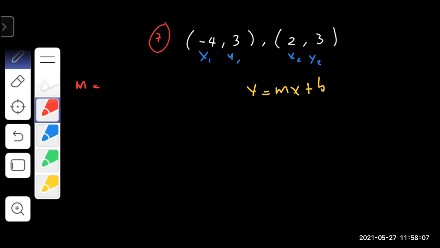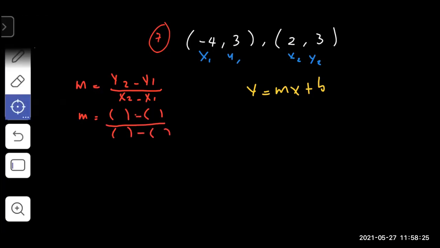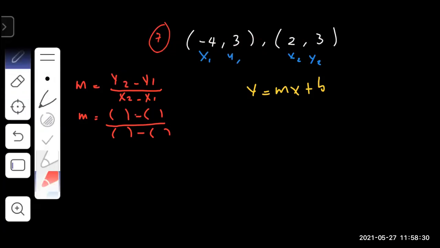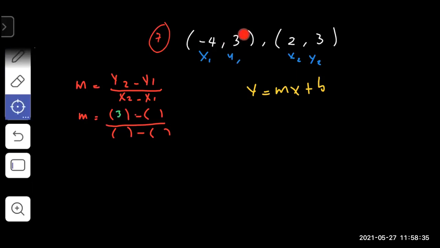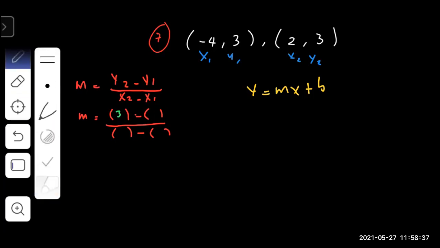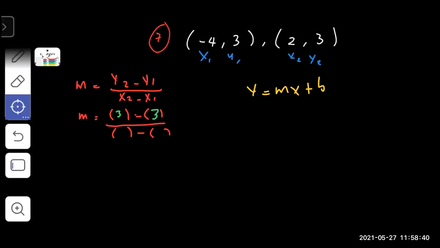We're going to use the slope formula: y2 minus y1 over x2 minus x1. Correct. Now let's put parentheses for each of these variables: parentheses, minus parentheses, parentheses, minus parentheses. Let's see what we're going to get. What is the y2 value? 3. What is the y1 value? 3. Okay, we're going to plug this value in. And what is x2?